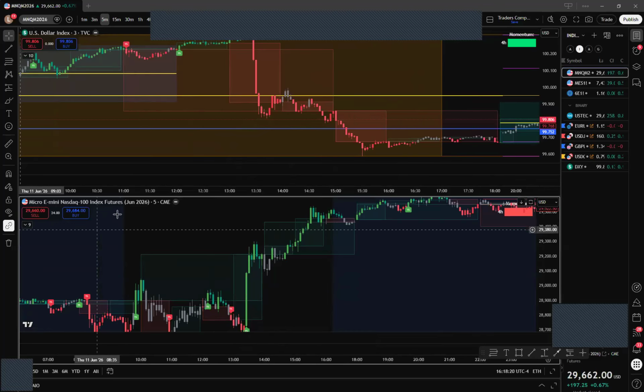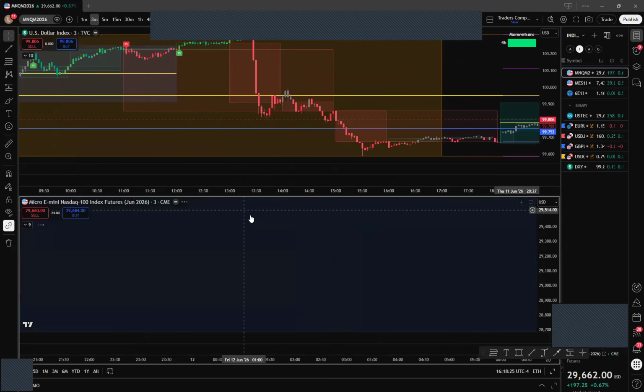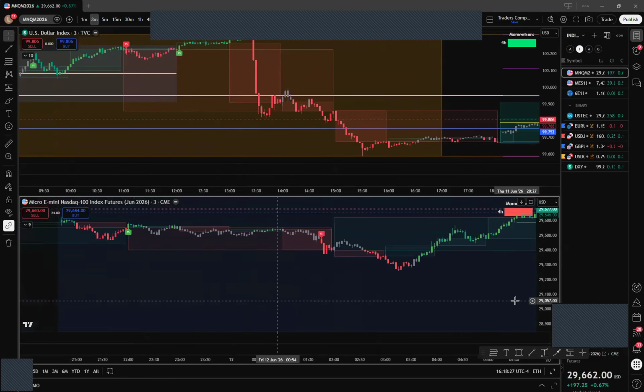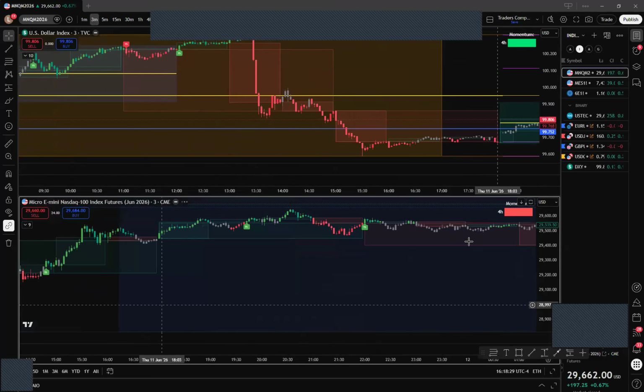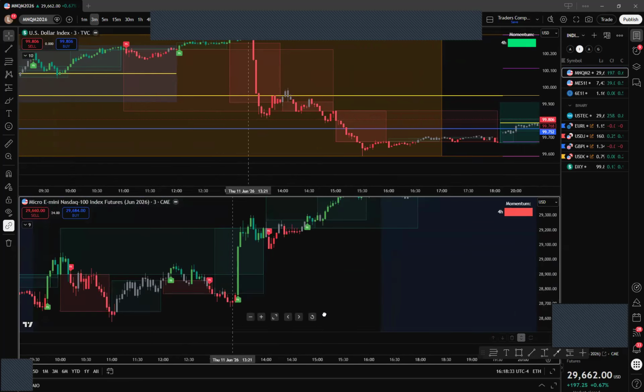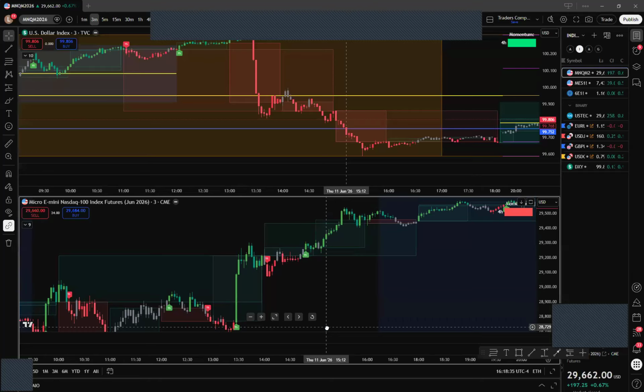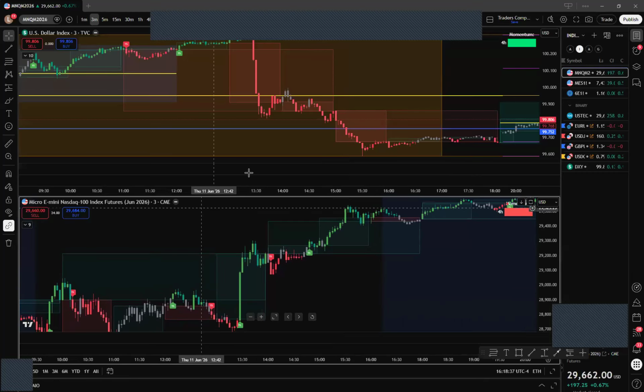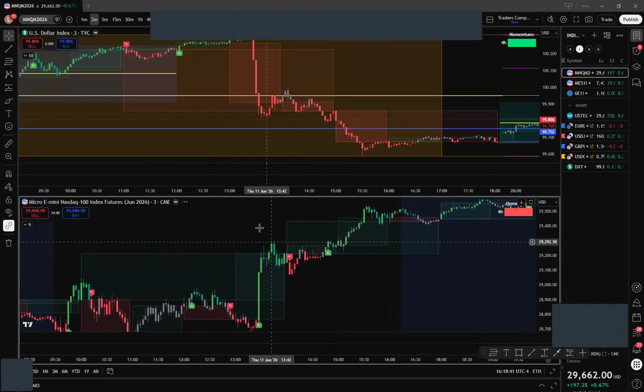So let me put this on a 3 minute. So I've got the NASDAQ on a 5. I'm going to put it on a 3. So they're exactly the same. Right, let me just drag that back. Let me drag that back. And we'll show you exactly the same trade at the same time. Right, so I've got the dollar index up there. Let me just have them in alignment so they're directly under each other.